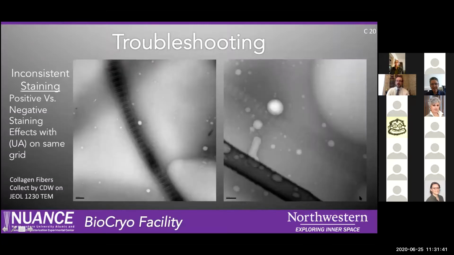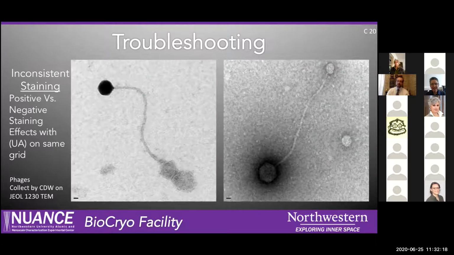Other things to consider with the troubleshooting: inconsistent staining, where you get a positive or negative stain effect. This was an interesting one. It's rat tail collagen fibers, and I think this was even on the same grid. This is where that whole evaluation, not just trial and error, comes in. Don't look at it as trial and error; evaluation is really important in the TEM. Looking around, I found that I had some very different negative staining results on the same grid.